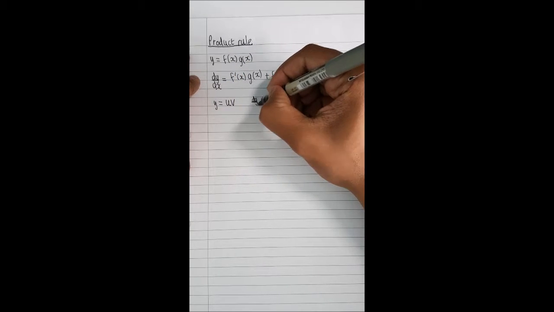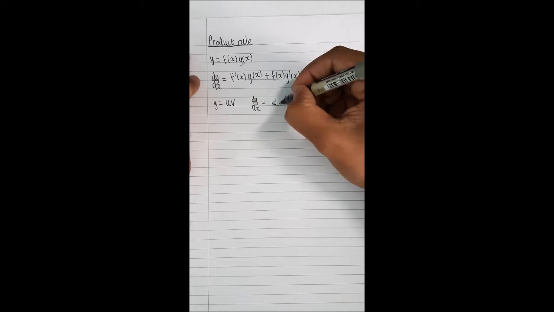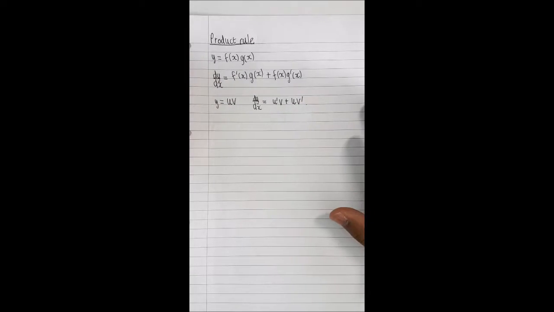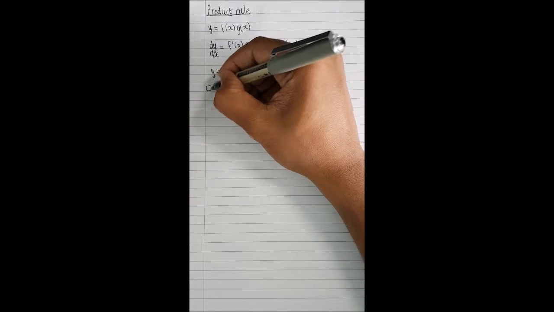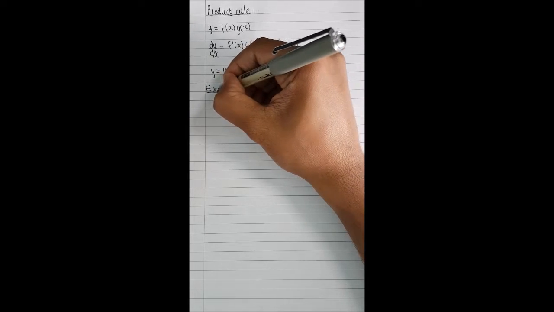So let's consider another way of looking at it. If we have y equals uv, then in this case dy by dx is equal to u prime v plus uv prime. Okay, so that's just an easier way of remembering it, and we'll have a look at some examples and we'll break it down in this sort of way. So let's have a look at some examples.